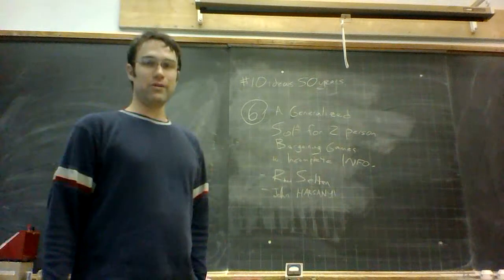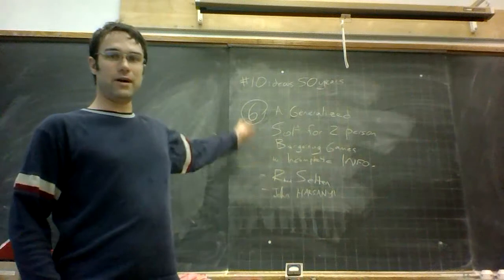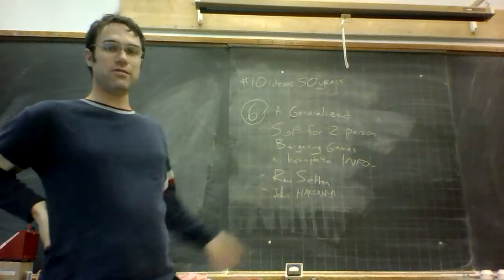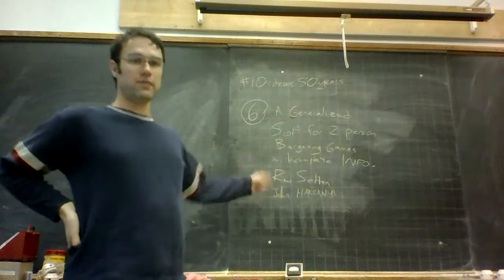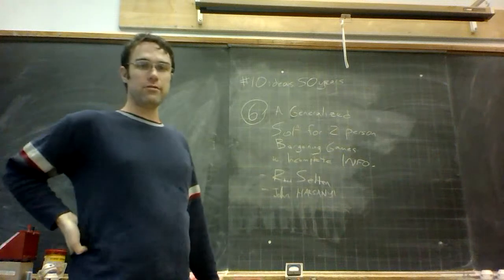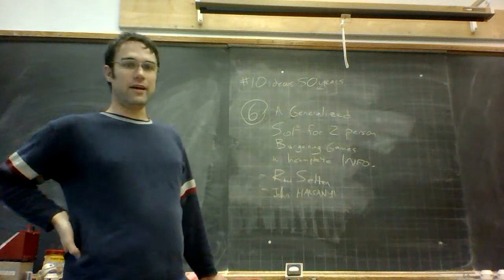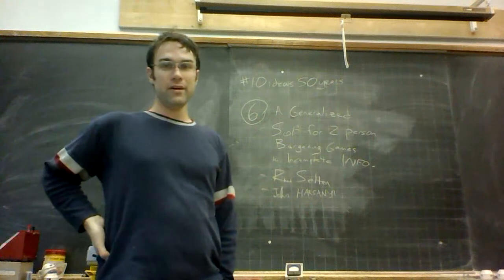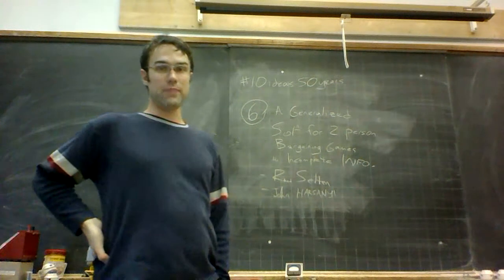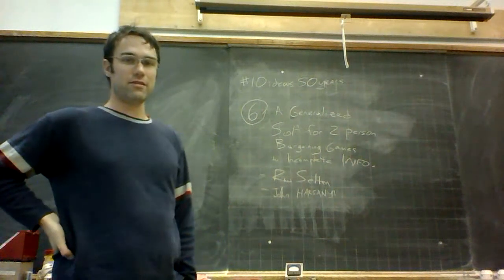Today, we're going to be talking about a paper by John Harsanyi and Richard Selten, which you may remember Harsanyi from one of the previous videos. This is yet another paper that came out of the International Game Theory Workshop in Jerusalem in 1965.